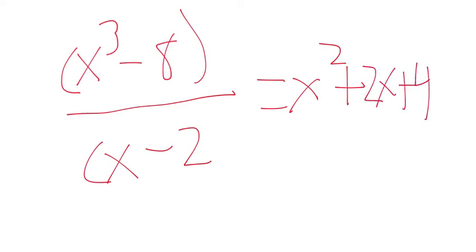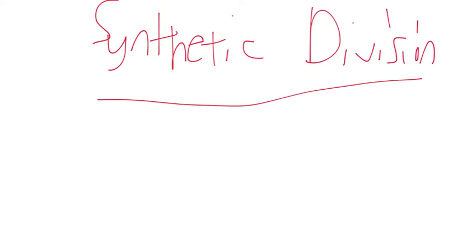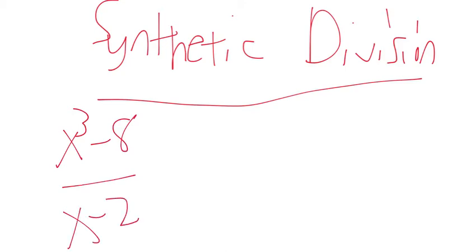Now that was the long way to do it. That's what we call long division. We're going to learn today a concept called synthetic division. Alright, to work out the same problem, x to the third minus 8 over x minus 2 using synthetic division.